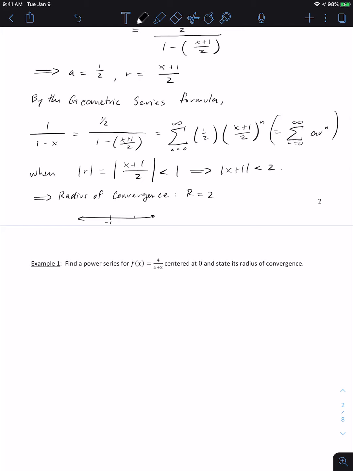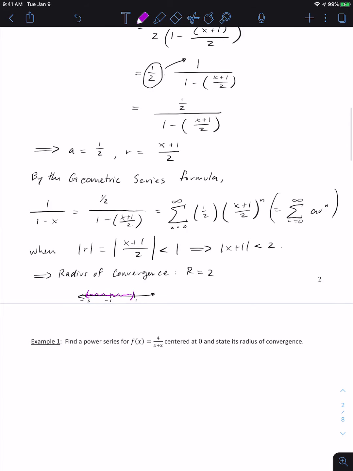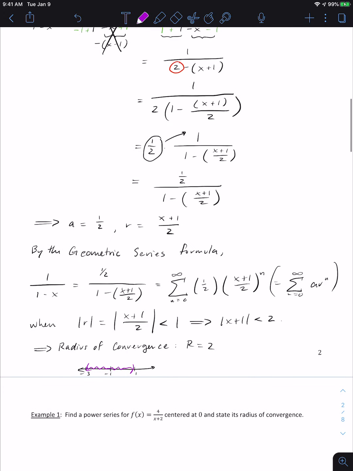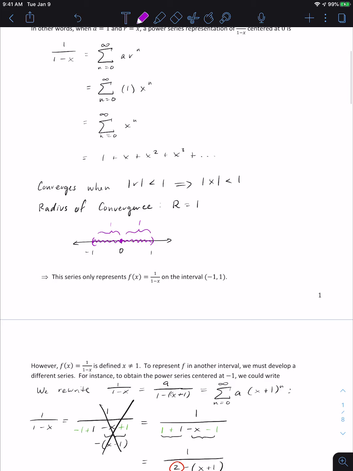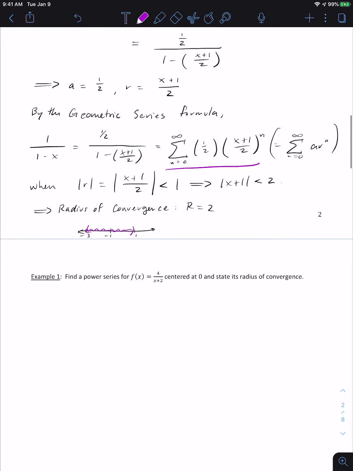So I add 2, I get to +1. I subtract 2, I get to -3. So on this interval, I can write 1 over 1 minus x as this infinite sum here. And again, on this interval from -1 to 1, I had to represent it this way, right? So I'm getting different representations of my function as a series depending on the different intervals that I have, right?